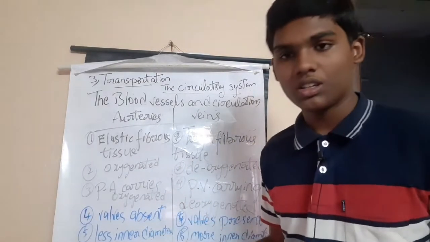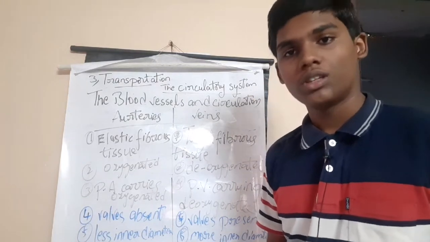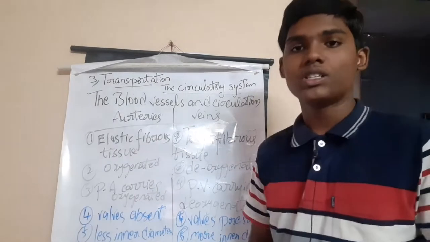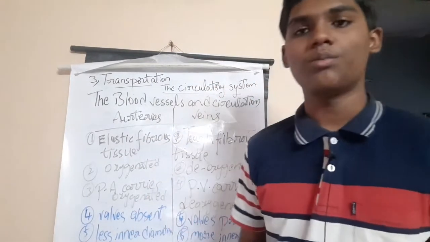So 5 are sufficient on the board. I will explain the differences orally. Okay, these are the differences between arteries and veins. Now we will discuss the cardiac cycle, which is very, very important.